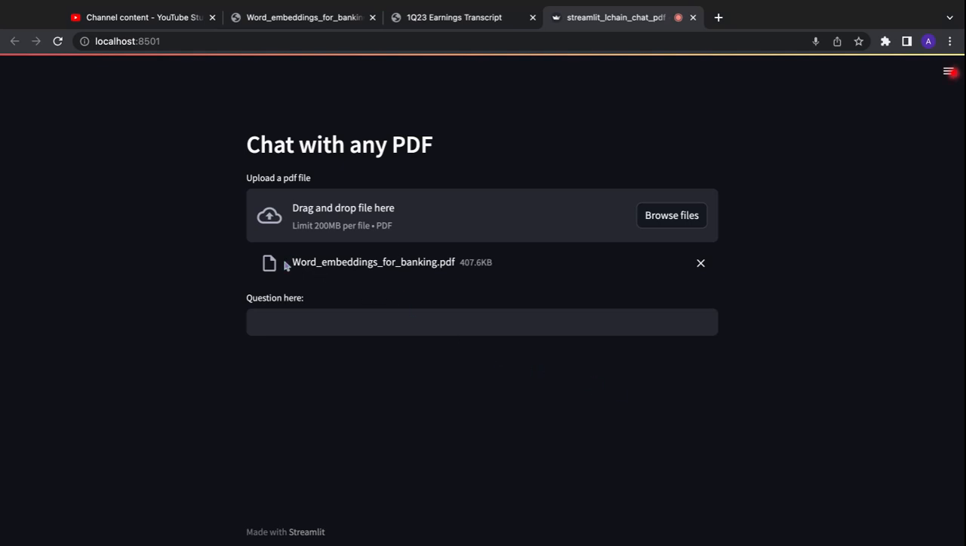So I already uploaded a PDF file, which is basically my research paper, which was based on word embeddings for banking. So let's start with something that I really hope it gets correct. The answer is hopefully correct here. Who is the author of this paper? Okay, so yeah, thankfully I was able to answer that correctly.